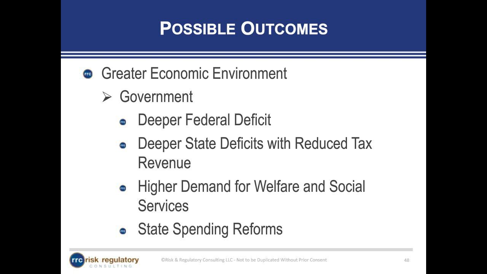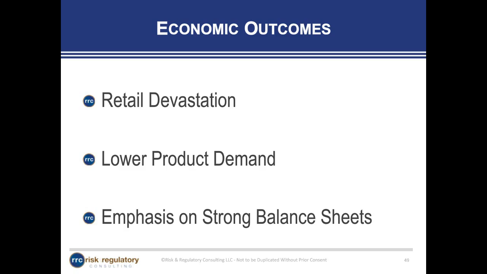We're going to see state deficits go up with tax reductions and the demands that are placed on them for welfare and social services. And I know there's going to be talk of it. Let's see what happens. But whenever you see something like this, you usually hear the word reform come out, and usually that means some kind of change in how government's going to spend money, particularly on employees, going forward. So John, I'm going to turn it over to you for a minute to talk about some more of the economic outcomes.